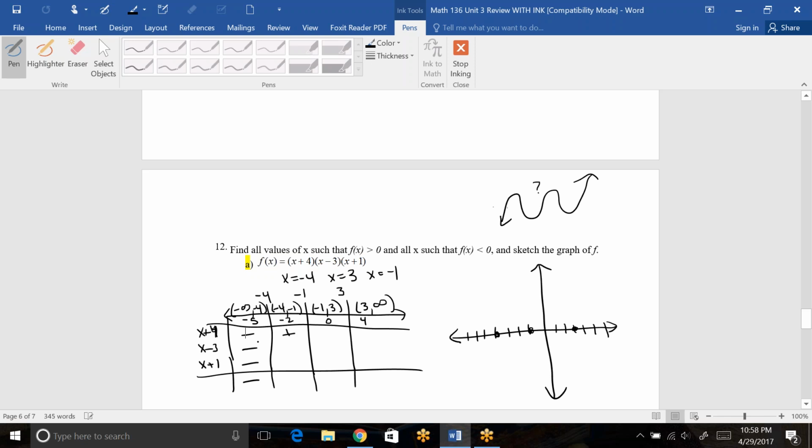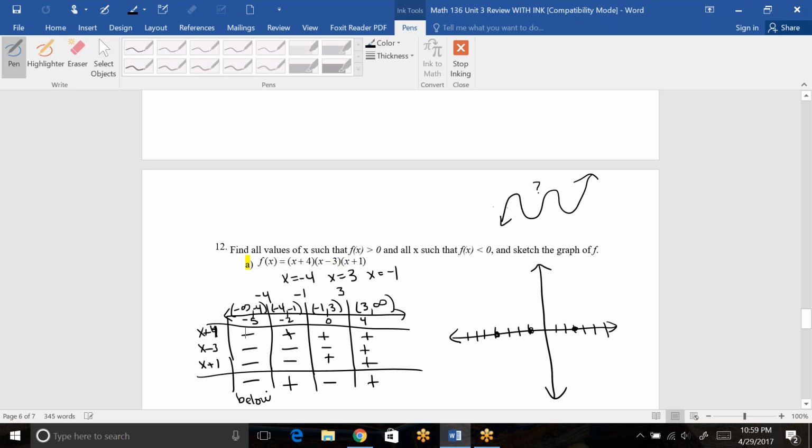-2 plus 4 is positive. -2 minus 3 is negative. -2 plus 1 is negative. 2 negatives make a positive. 0 is nice because you can just pretty much grab the signs that are over here. So that's going to be a negative. 4 plus 4 is positive. 4 minus 3 is positive. 4 plus 1 is positive. 3 positives make a positive.